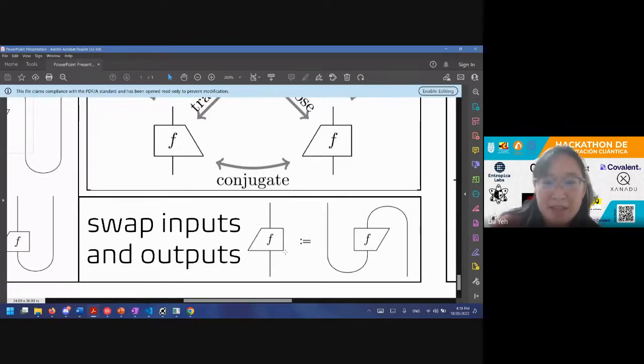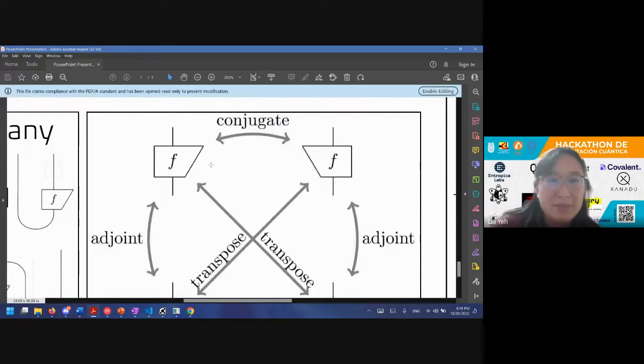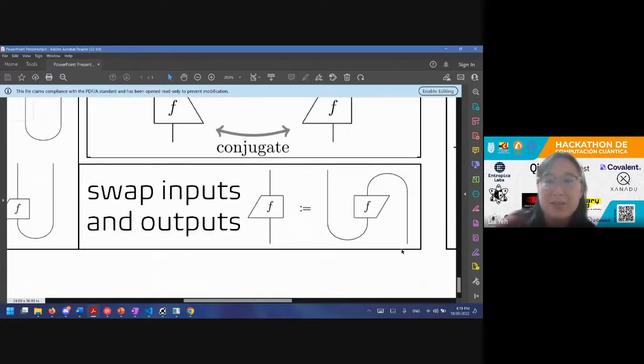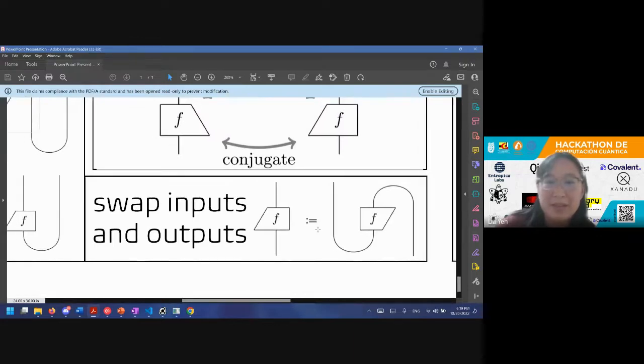If you take this box and bend, from bottom to top, all the outputs into inputs and all the inputs into outputs, then you straighten it, it's as if you're rotating this box 180 degrees. So that's why this rotated 180 degree box is the transpose of whatever your diagram F was. It's like literally bending the inputs into outputs and the outputs into inputs.